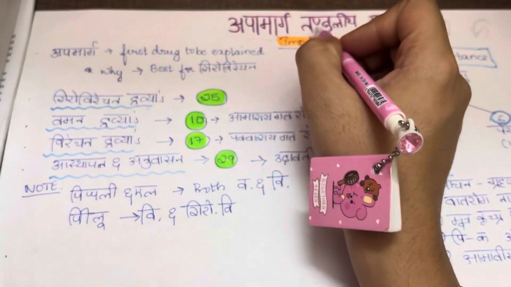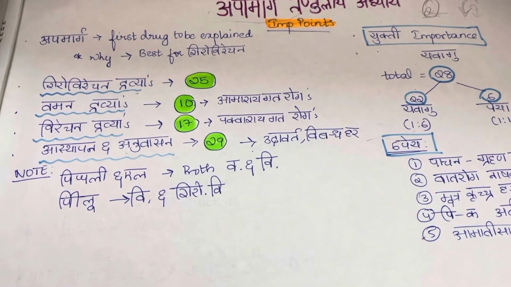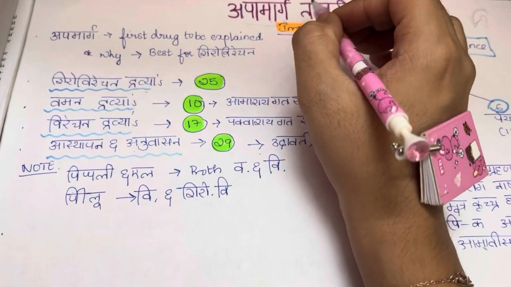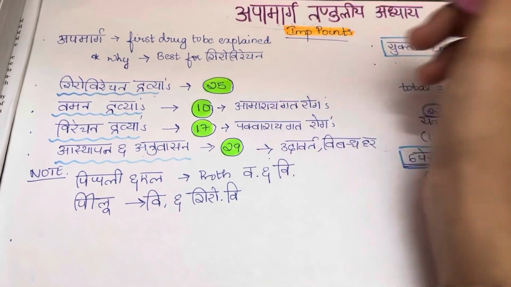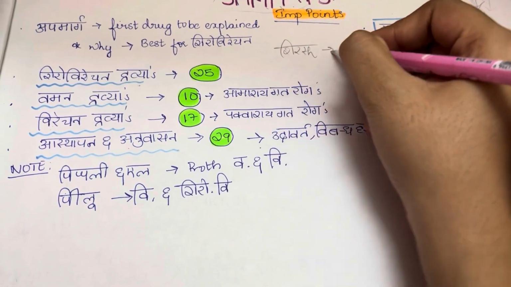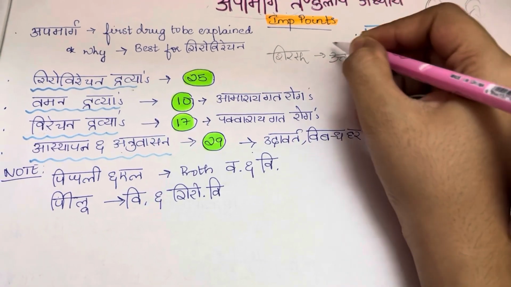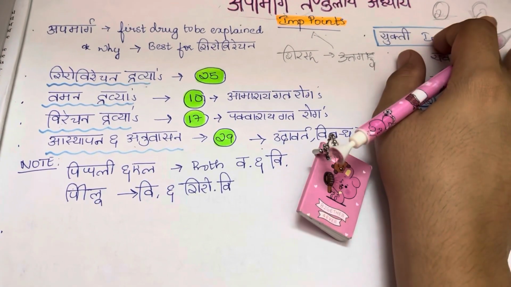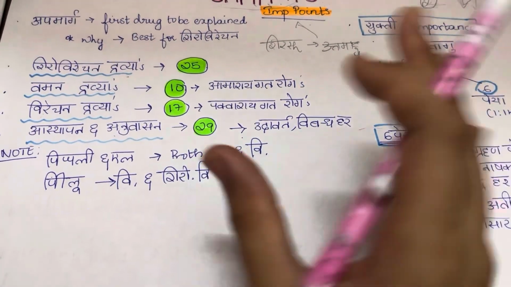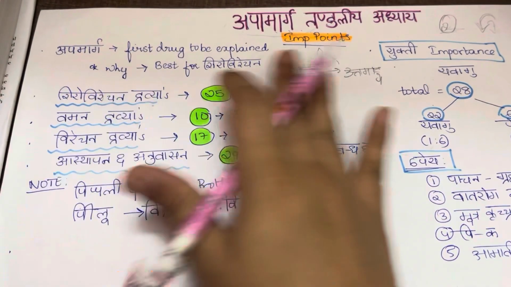So why Apamarga has been mentioned first is also very important. Apamarga is considered one of the best drugs for Shirovirechana, and we know Shiras is Uttamanga, right? So Shiras is considered as Uttamanga. That's why Apamarga has been explained first, so you have to remember. In this chapter there are very minimal topics, and we are going to explain only the important points.